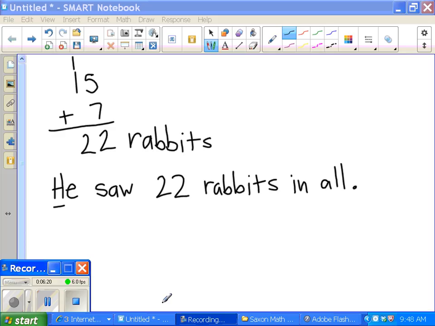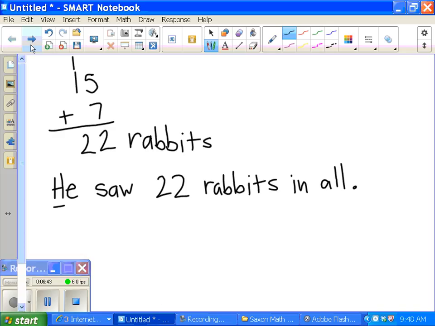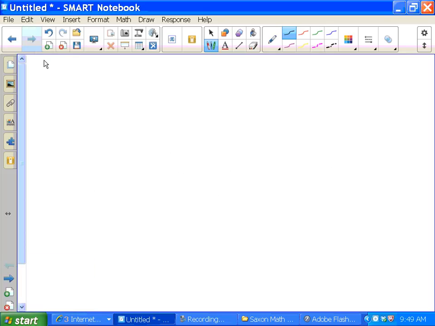Lesson practice A. Write a number sentence for the following story. Everybody touch the first word in the story. It's a funny name. It's a Gus. Can you touch it? Gus had $7. He received $5 more in a birthday card. I love birthdays. Then Gus had $12. Raise your hand if you can write a number sentence to go with that for me.